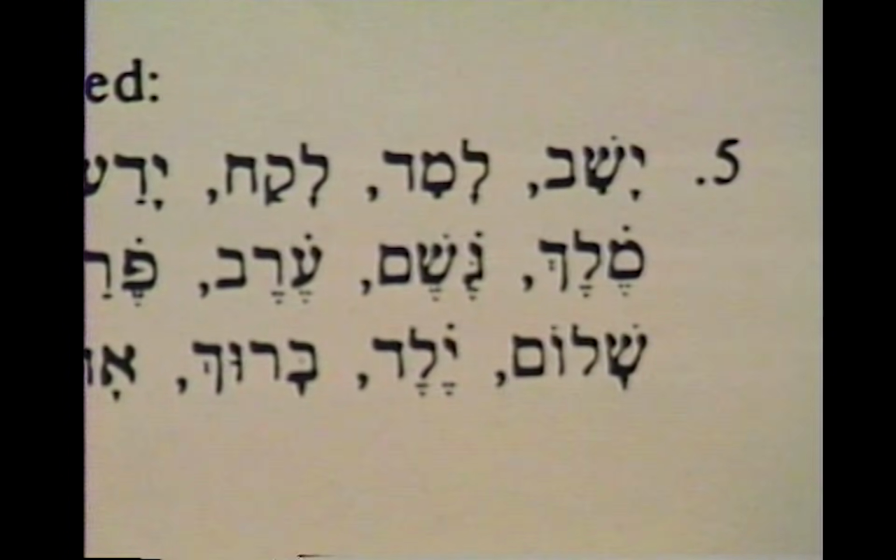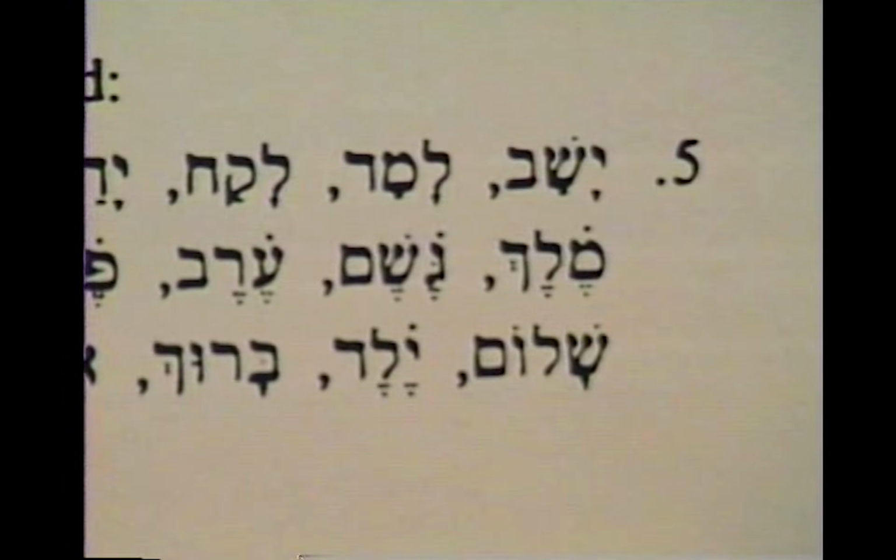All right, number 5. Yashav. All right, ya, that's open. Shav, that's closed. Lamad. Lakach. Yada. Ahmad. Next line. Now notice that you've got the little arrow above the mem. Therefore, that's where the accent should go. So instead of melek, this will be melek. Melek.